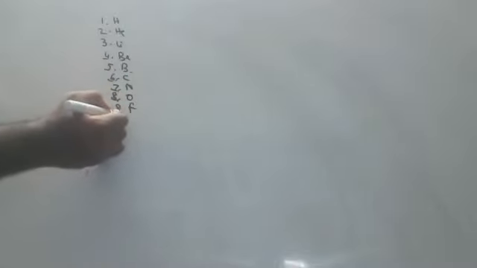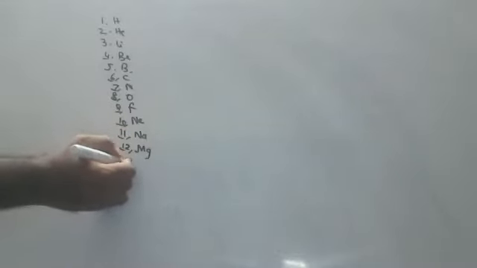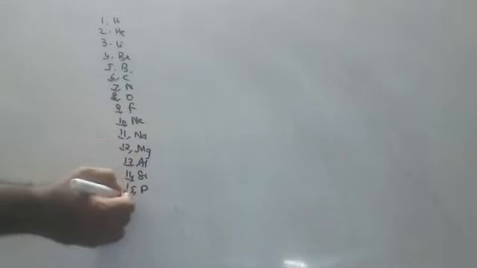Hydrogen. Please see here, children. Helium, lithium, beryllium, boron, carbon, nitrogen, oxygen, fluorine, neon, sodium. Please check, children. Magnesium, aluminium, silicon, phosphorus, sulfur, chlorine, argon, potassium, calcium. The first 20 elements, the same definition.